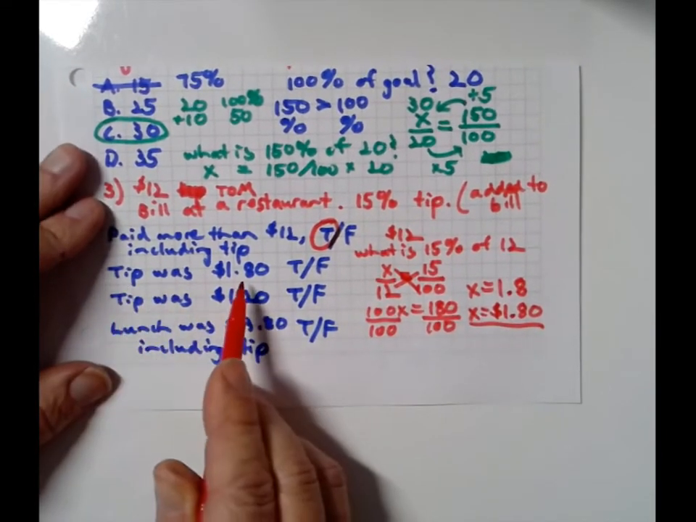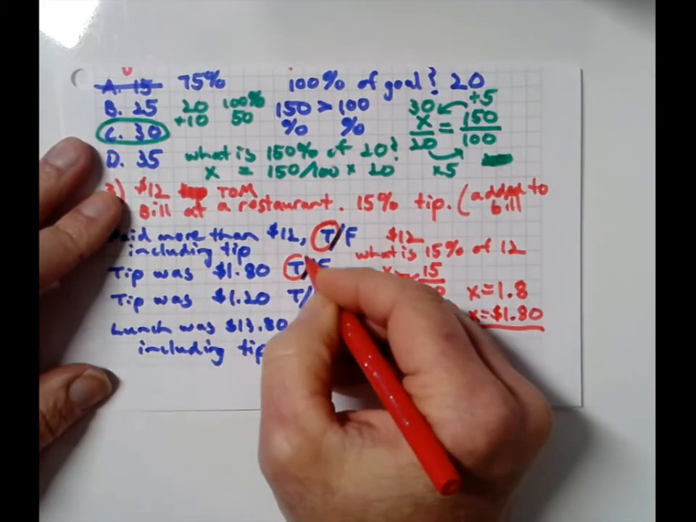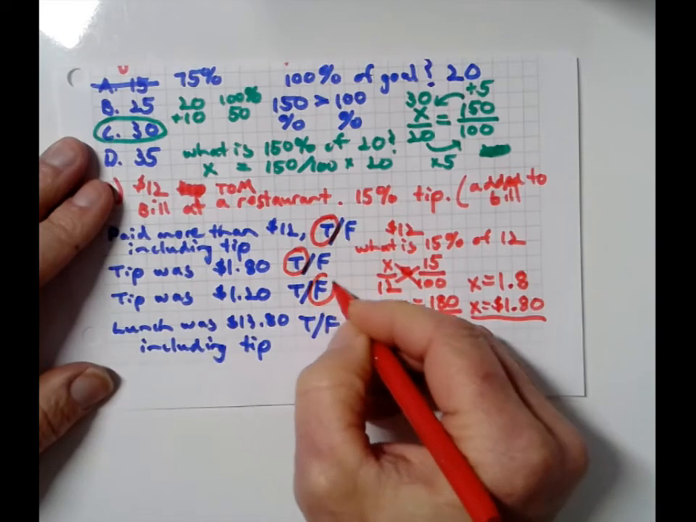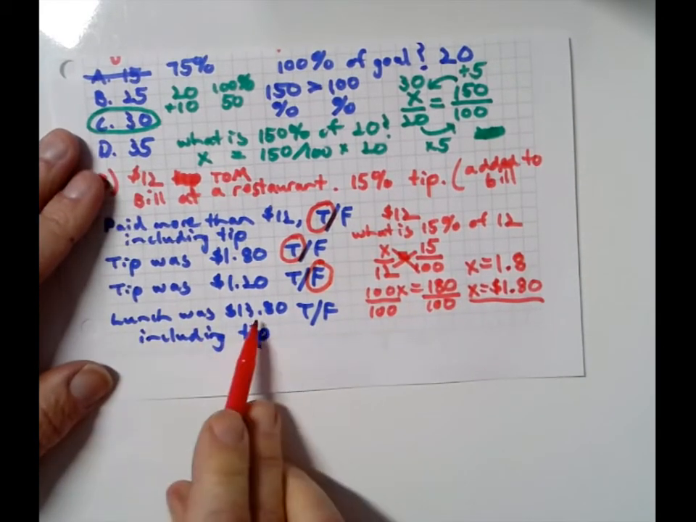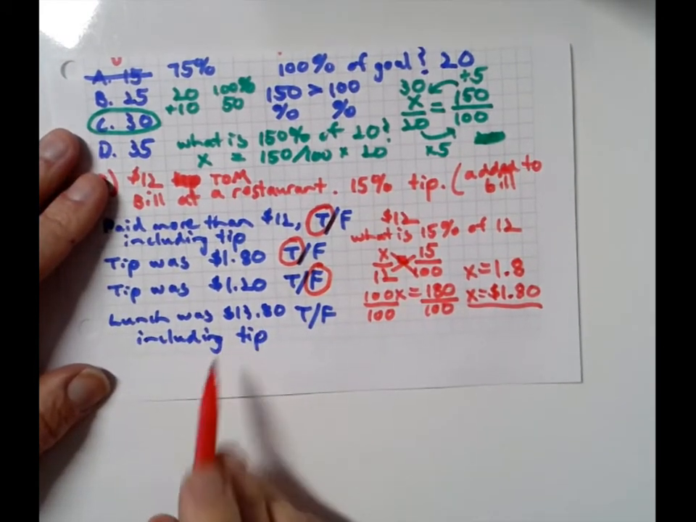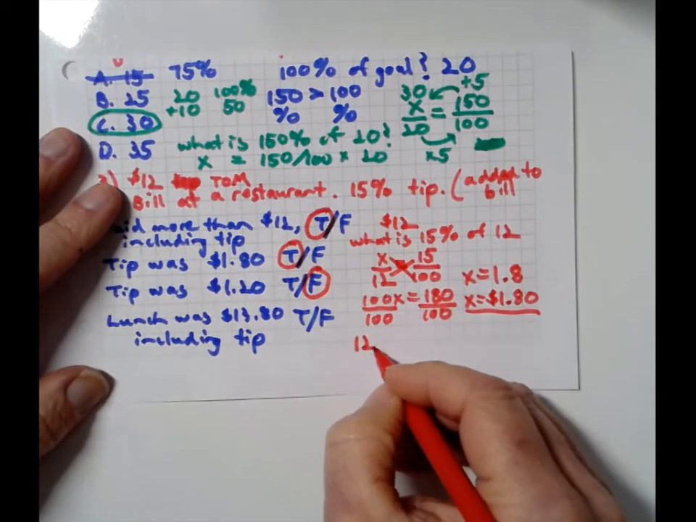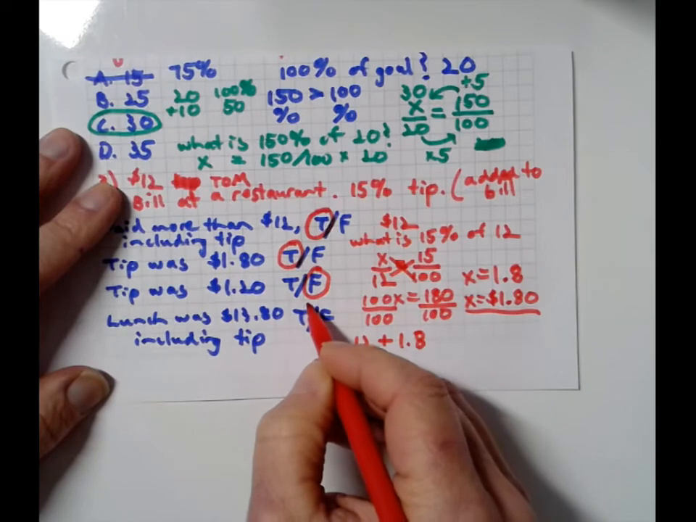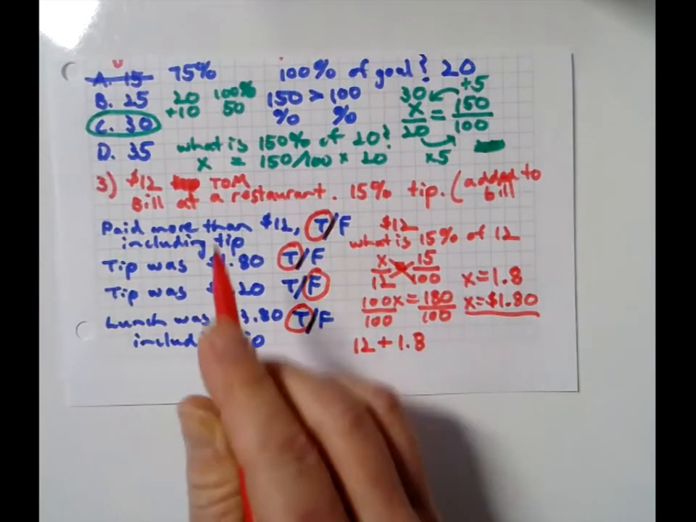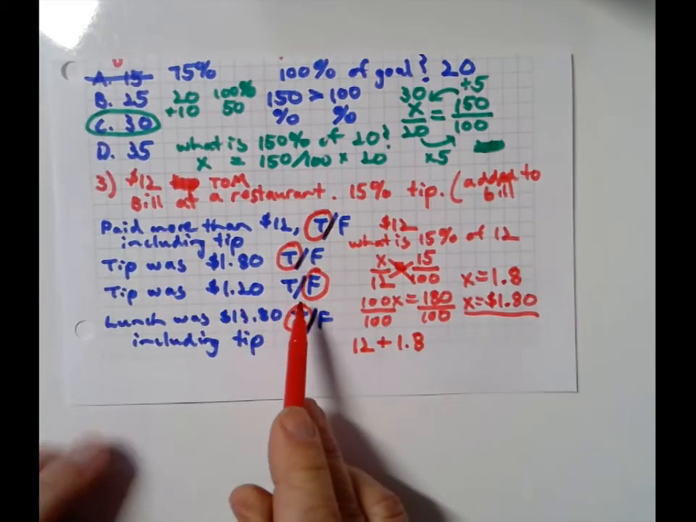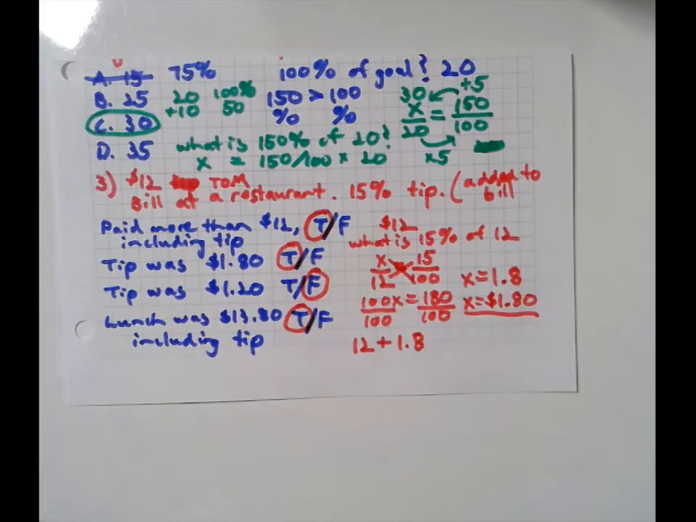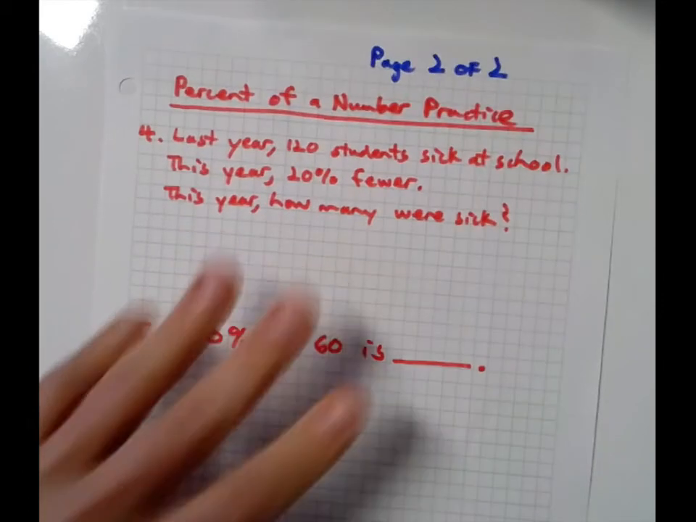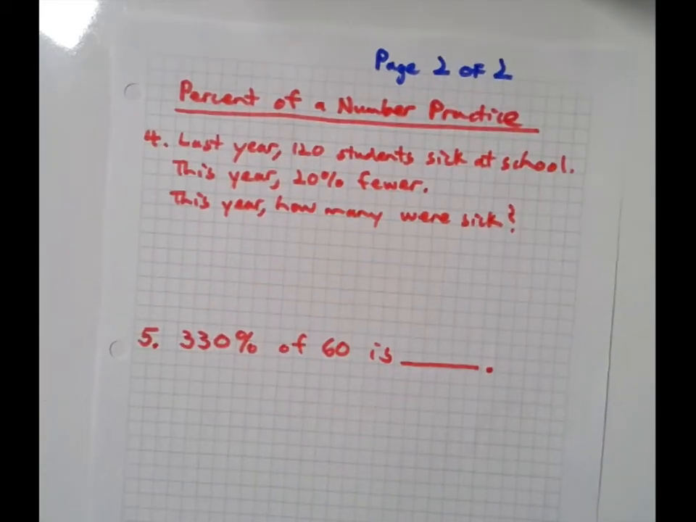The tip was $1.80. That's true. The tip was $1.20. No, that's false. Lunch was $13.80, including the tip. Well, if we take our bill, add the tip, that is true. So all of these were true except the tip being $1.20. All right, that's 3 problems. Lucky you, we have 2 more.